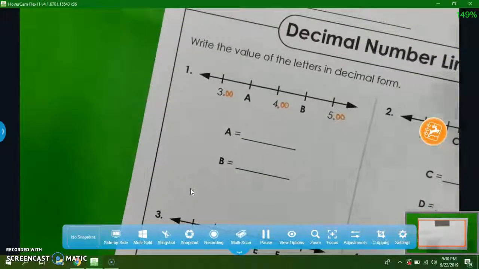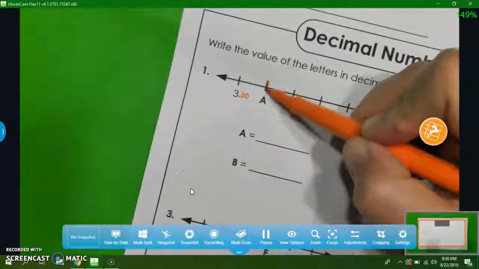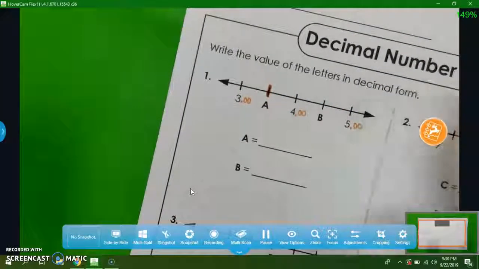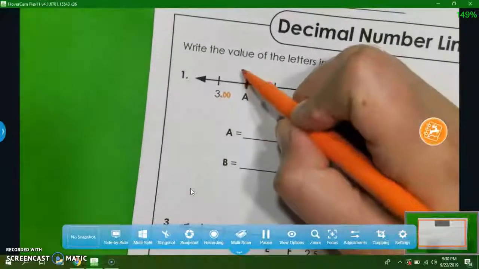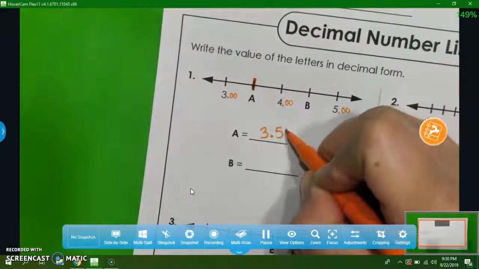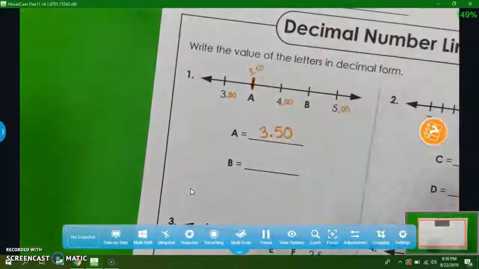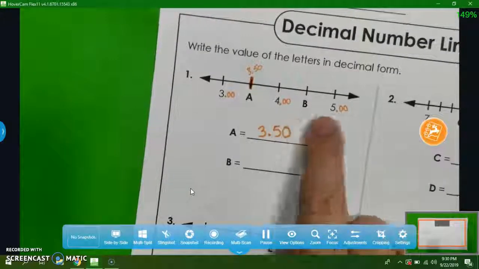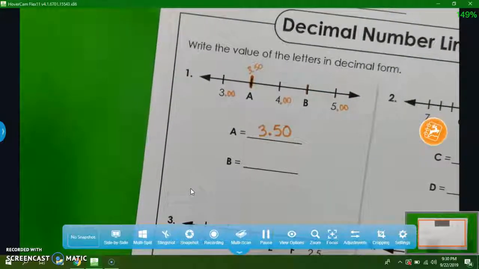Well, if I was thinking about my whole dollar, what would be directly in the center of $3 and $4? If I'm directly in the middle of $3 and $4, then I'm cutting that amount in half, and so I am thinking that this would be 3.5 or $3.50, because that would make sense for it to be right in the middle of $3 and $4. Same strategy could be used on this side, because B is directly in the center of $4 and $5.